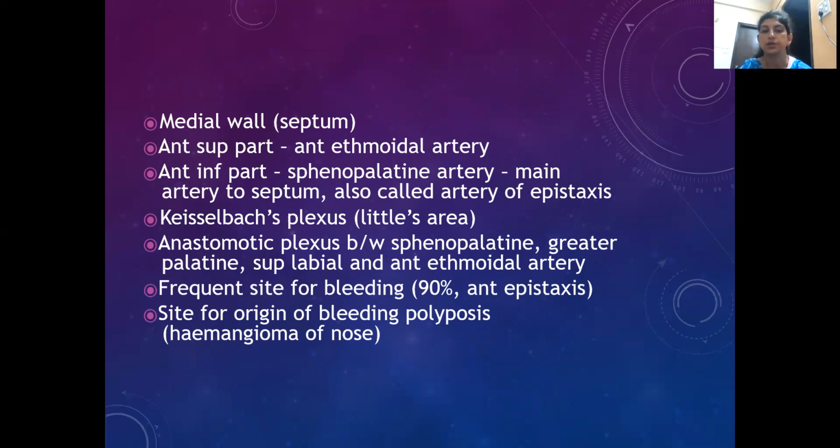The four arteries form a plexus or an anastomosis over the anteroinferior part of the nasal septum, which is also called Little's area. The anastomosis is in between the anterior ethmoidal artery, sphenopalatine, greater palatine, and superior labial branch of the facial artery. This is the most frequent site for bleeding, anterior epistaxis.